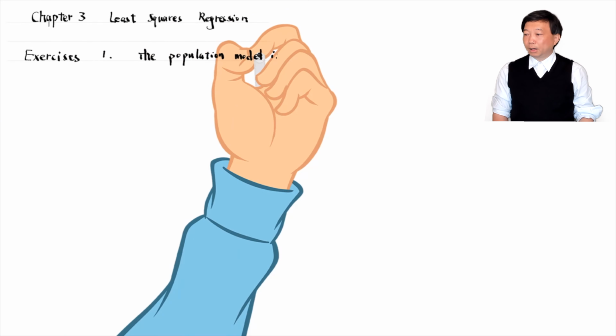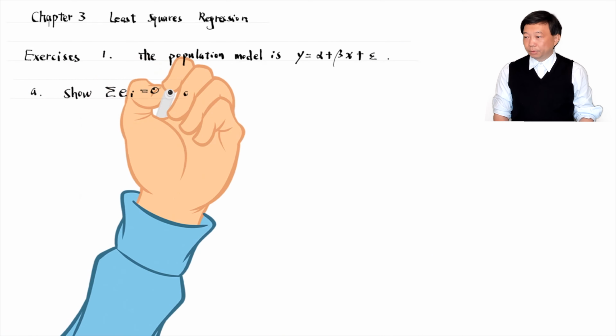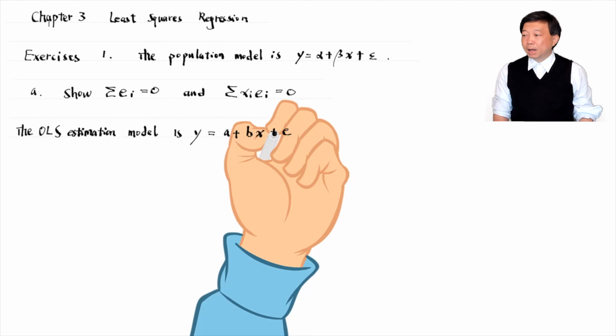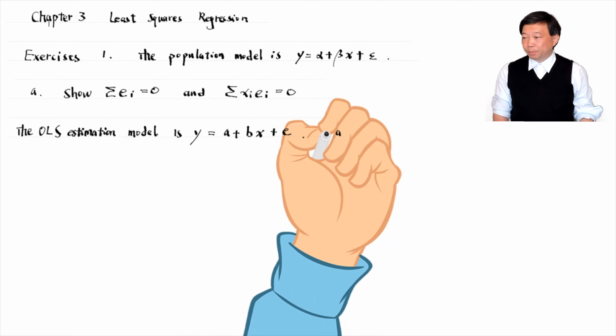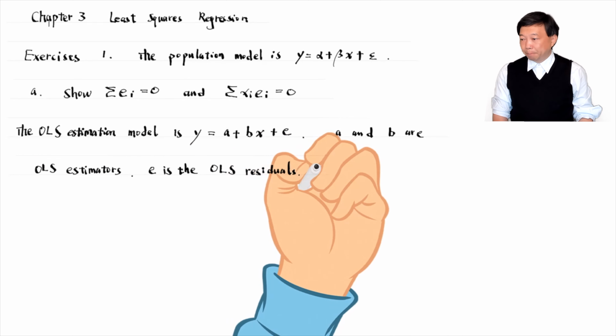We first write down the population model y equals alpha plus beta times x plus epsilon, where alpha and beta are population parameters, and epsilon is the error term or disturbance. The corresponding OLS estimation model is y equals a plus b times x plus e. The OLS estimators a and b are the estimates for the population parameters alpha and beta. The residual e is the estimate for the disturbance epsilon.